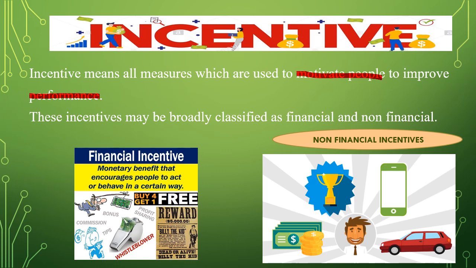If you actually see this picture, under financial incentive, it's called a monetary benefit. Monetary refers to money, a reward which refers to money or bonus or profit sharing. Whatever you're providing to the employee is directly in terms of money. So that's called financial incentive.